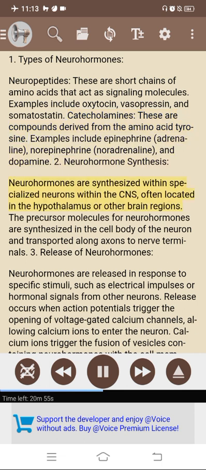2. Neurohormone synthesis. Neurohormones are synthesized within specialized neurons within the CNS, often located in the hypothalamus or other brain regions. The precursor molecules for neurohormones are synthesized in the cell body of the neuron and transported along axons to nerve terminals.